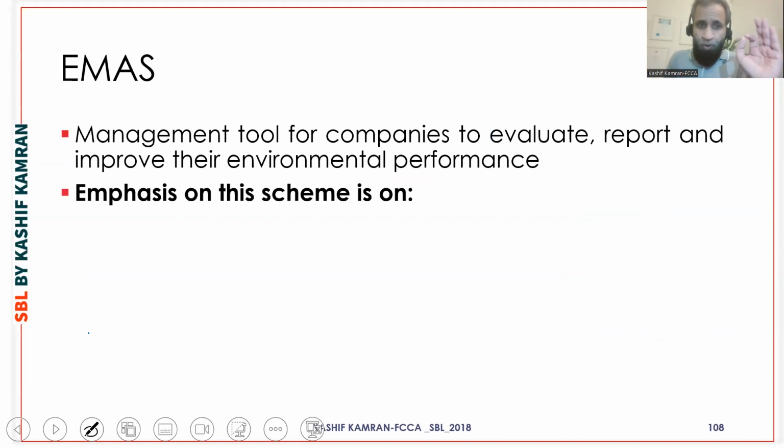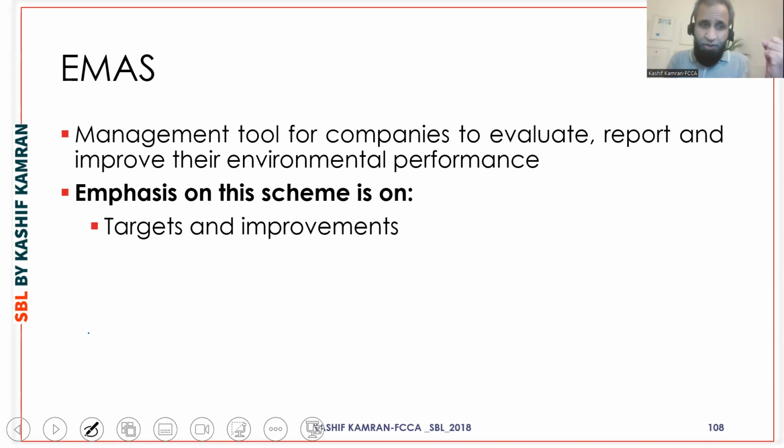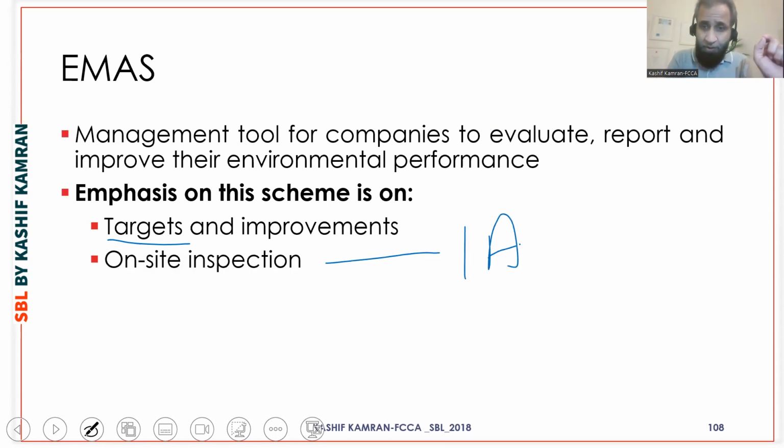Okay, number one, it's a tool on which the emphasis of this scheme is. Just like ISO 14000, let's see what is the emphasis of EMAS. Targets and improvements. So as an organization, you need to set your targets for 1 year, 3 years, 5 years. How would you improve your environmental sustainability or your footprint? How would you reduce the consumption of water? How would you reduce the greenhouse gases? Or how would you reduce the wastage? Targets and improvements.